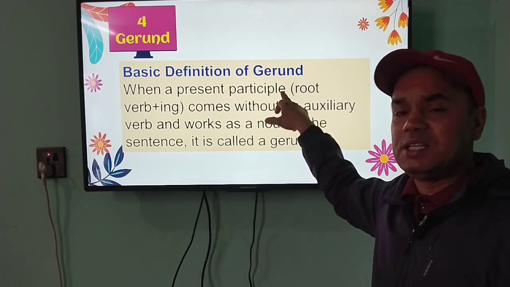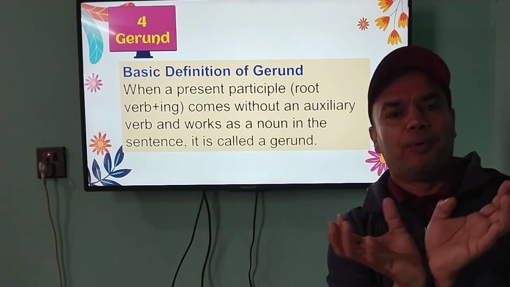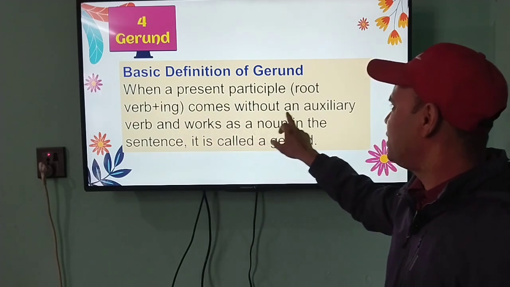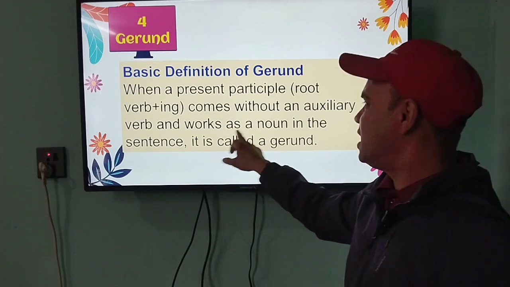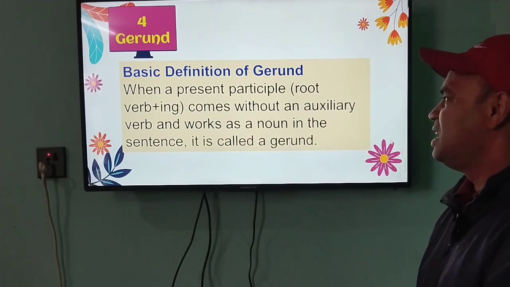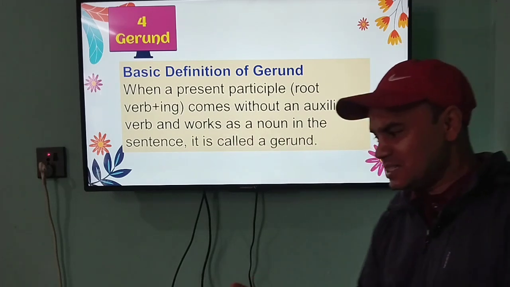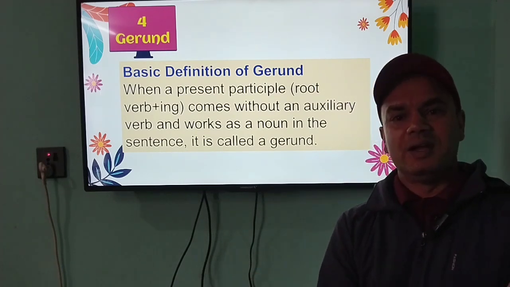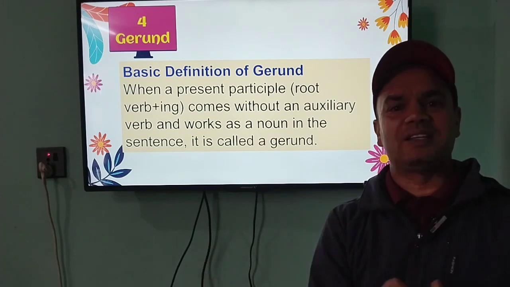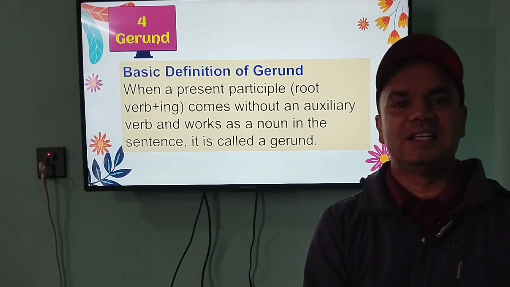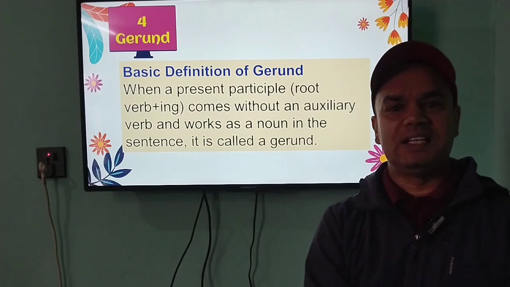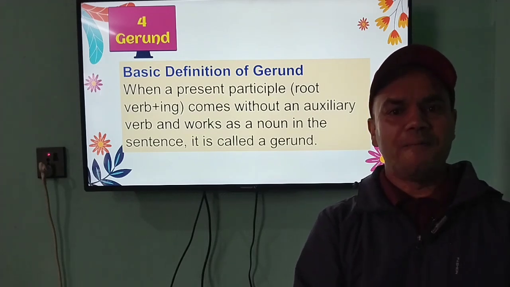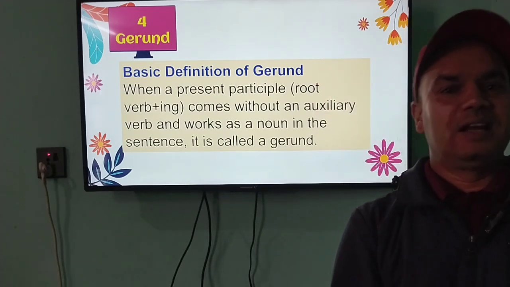It is a verb. In clear language, root verb plus ing, when the verb comes without an auxiliary verb and works as a noun in the sentence, it is called a gerund. That means if the ing form comes without any auxiliary verb, that is called a gerund because it is working as a noun, not a verb. For example, smoking is injurious to health. Smoking comes first as a subject here. Like this, we are now talking about the gerund clearly.